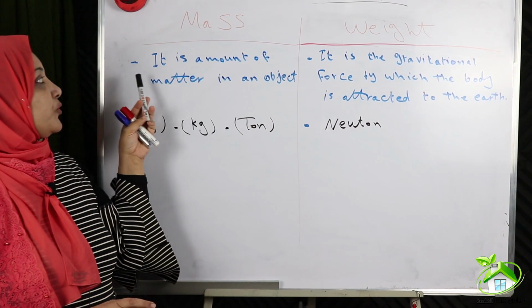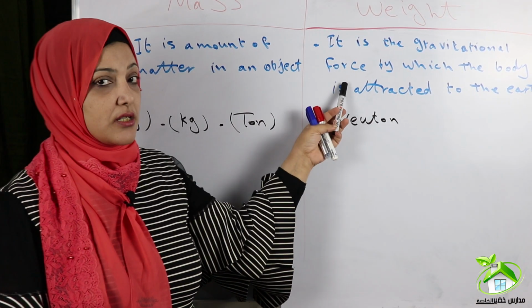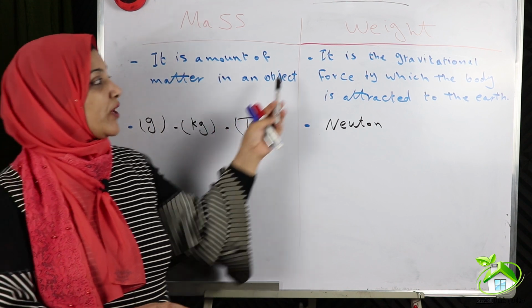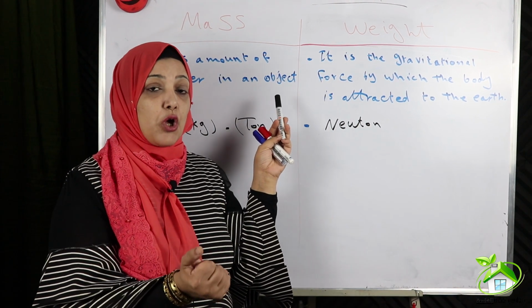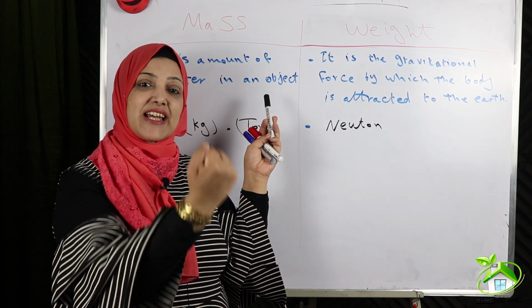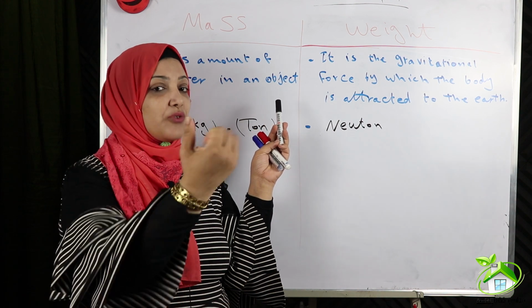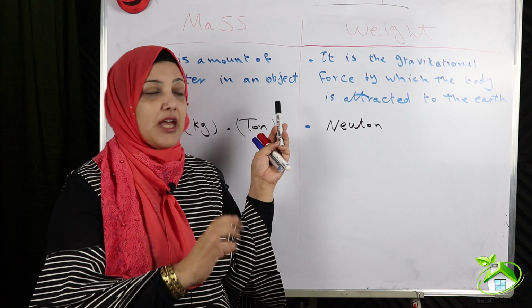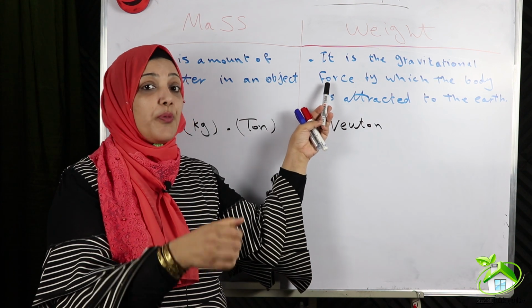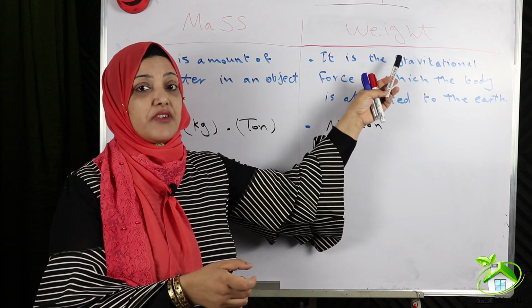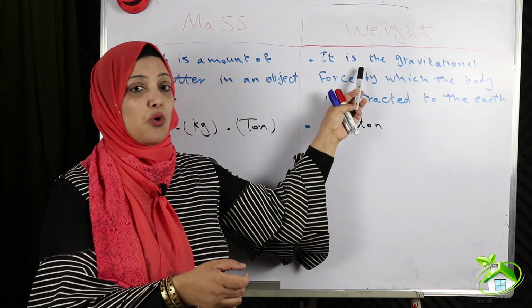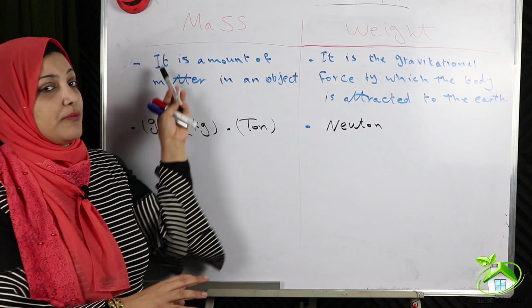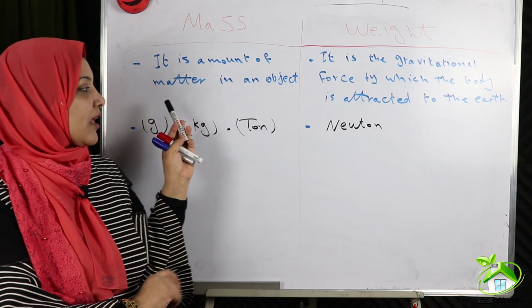So there is a difference between mass and weight. Mass is the amount of matter in the object. But weight is the force by which the earth attracts the body. The earth attracts the body by what force? By the gravity, gravitational force, and this is called weight. So the first difference between mass and weight is in the definition.